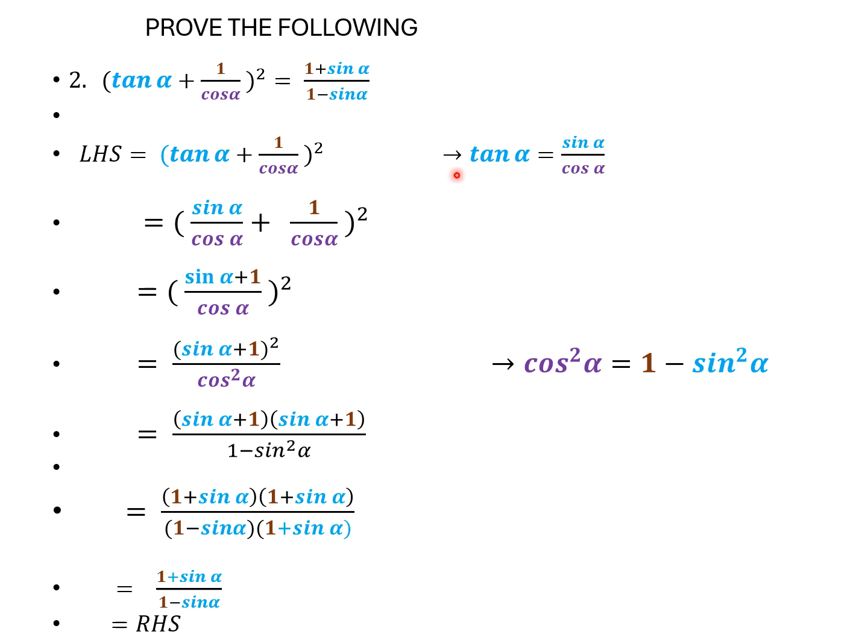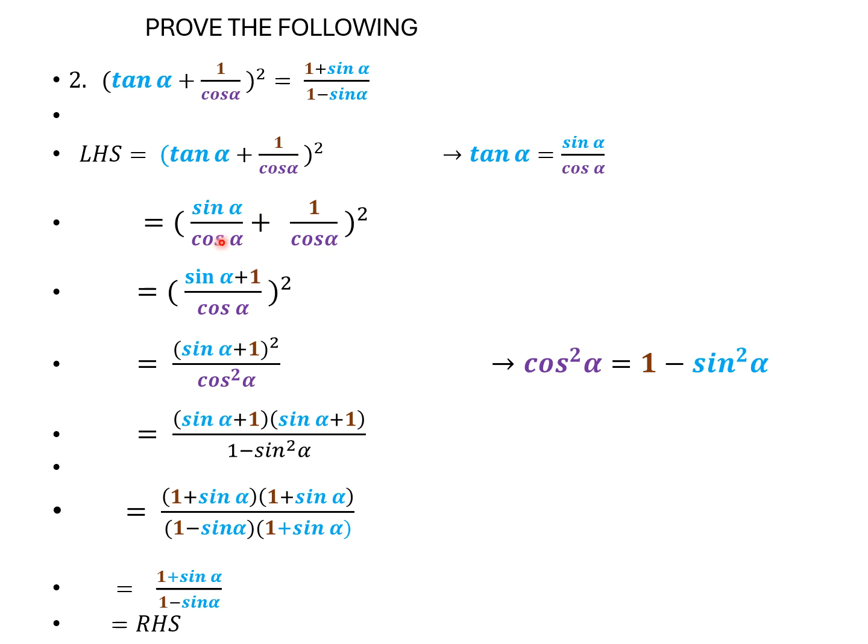Number 2, again, in brackets, I have two terms all squared. So the key is there must be a middle term. And there we end up with 1 plus sine alpha over 1 minus sine alpha. When I have two terms, normally that comes from some form of factorization. So my left hand side is tan alpha plus 1 over cos alpha, squared. I'm first going to solve the bracket. So I can make tan alpha equal to sine alpha over cos alpha.